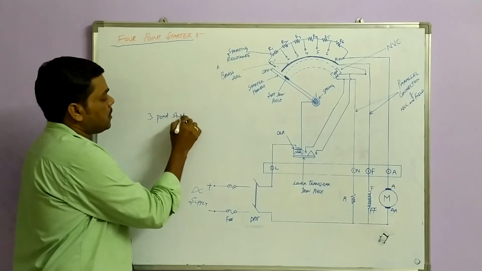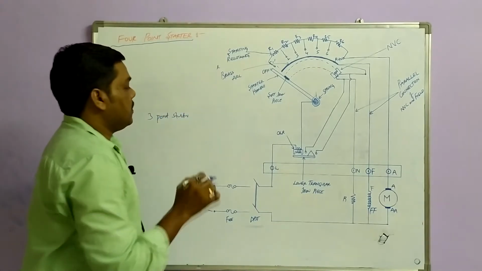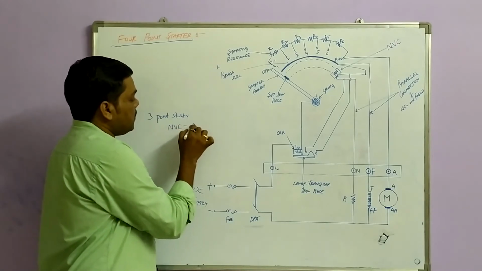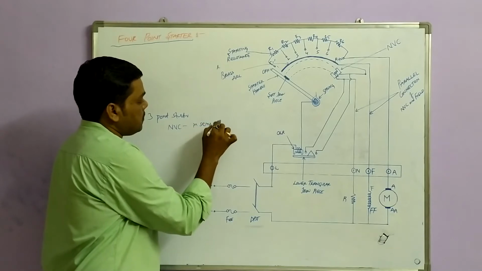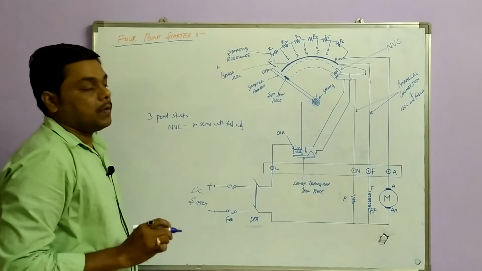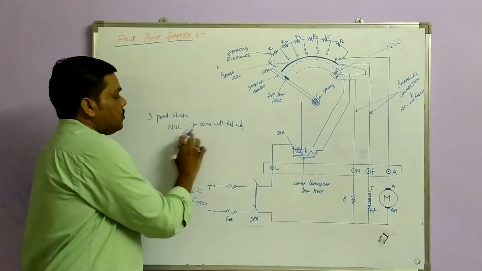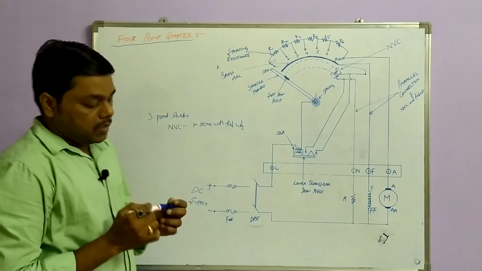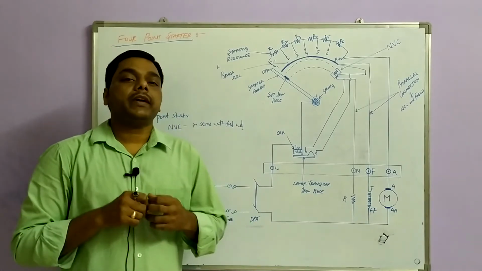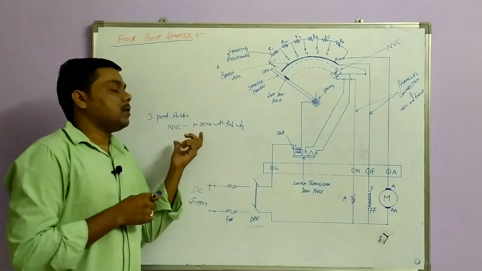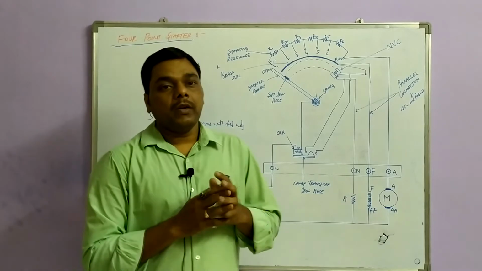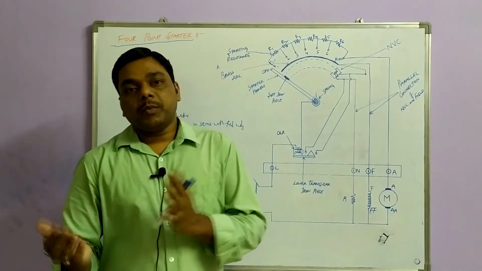in the 3-point starter we observed that the no volt coil is in series with the field winding. So if the no volt coil is in series with the field winding, what happens if there is any change in the field current, which will affect the no volt coil? That means if you change the speed of the motor, then the speed automatically changes.